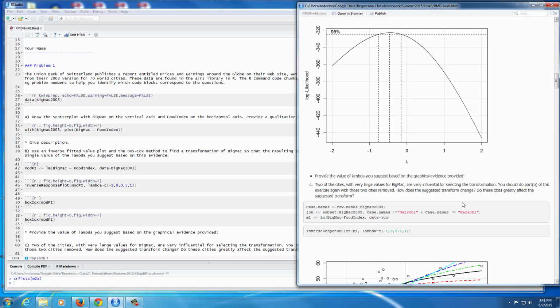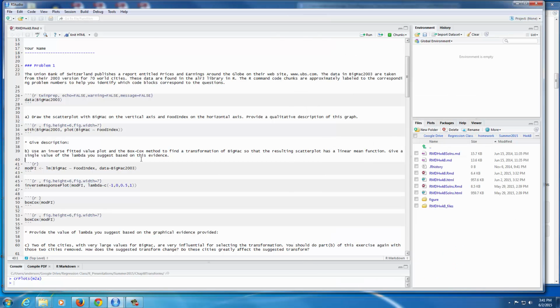Keep in mind that box-cox uses a slightly different emphasis. It emphasizes normality of the residuals, the distribution of the residuals, and the inverse response plot stresses the linearity of the transformed scale. Anyway, in line 57 of the markdown file, please give the value of lambda that you think is appropriate.